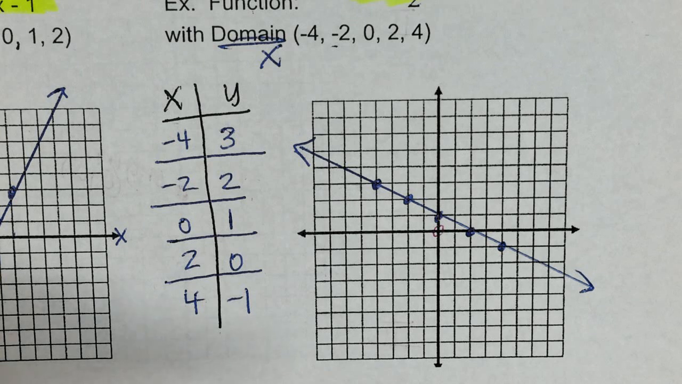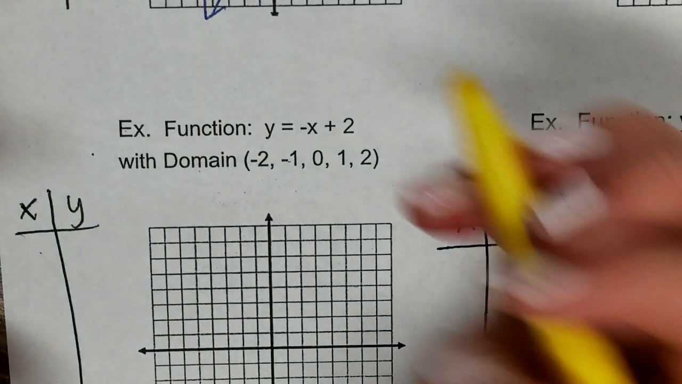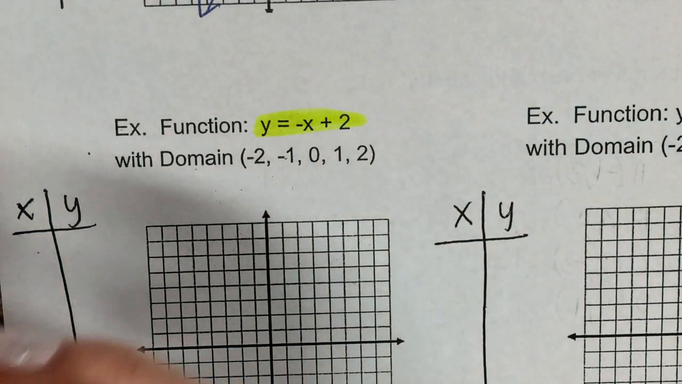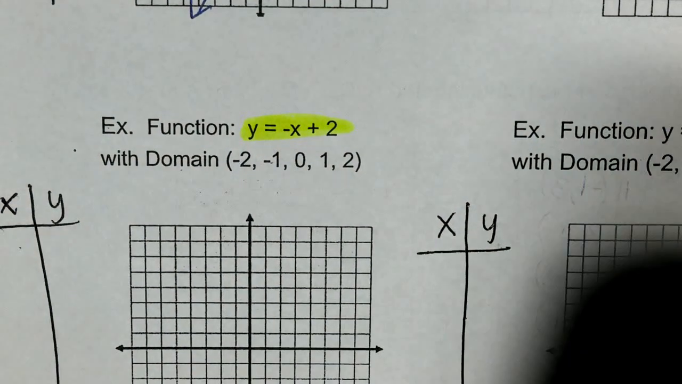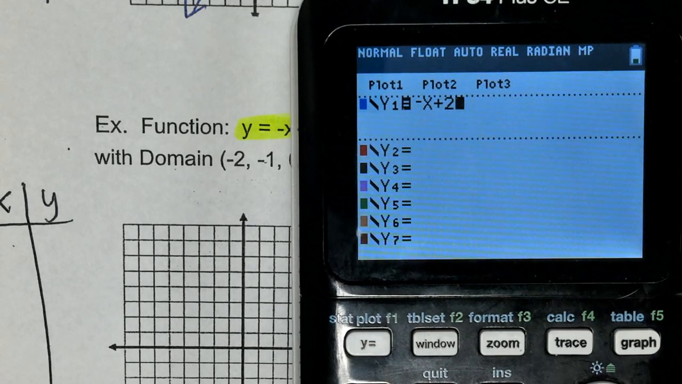Let's do one more and then I think y'all will be okay on your own, yes? Everybody ready? All right, let's do this one. What is the equation I'm graphing? Y equals negative x plus 2. So everybody go to y equals. Type in negative x plus 2.